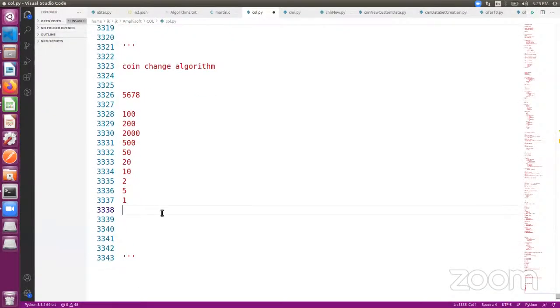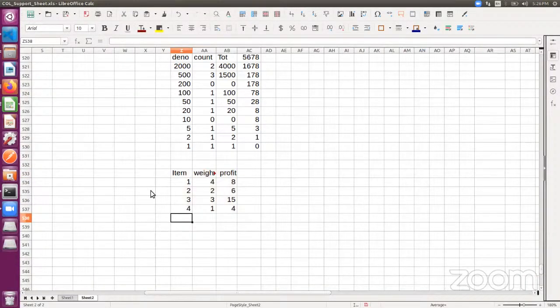Now let us see one more problem. We'll see all the problems present in the eBox. So the second problem that we're going to see is the knapsack problem. What is the knapsack problem? Any idea, anyone?